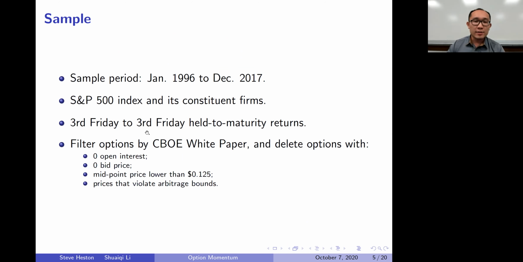In this case, there is no interpolation across maturity going on. We are just computing the hold-to-maturity return of this VIX portfolio. That's an actual return. Then we filter options following the CBOE white paper. In addition, we delete illiquid options following standard practice in this literature. Okay, that's the sample construction.